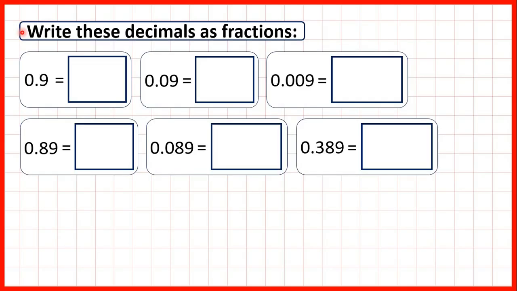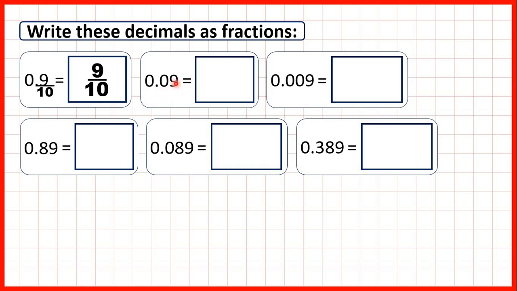We need to write these decimals as fractions. So first we have 0.9. Now the first digit after the decimal point is the tenths digit. So what we can do is draw a line across from the decimal point and a denominator of 10. So we have 9/10.